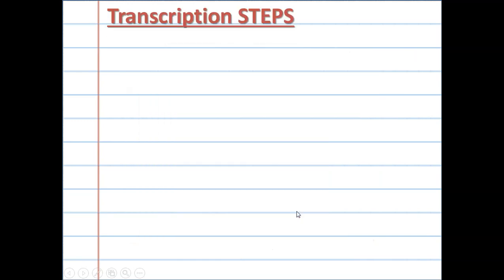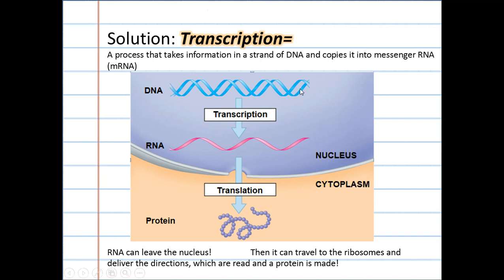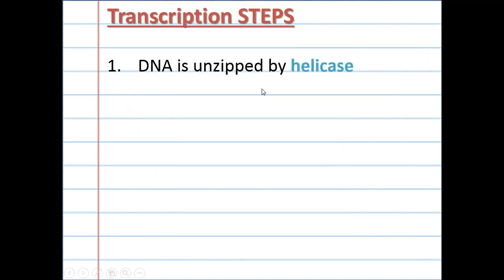We have a couple of steps here, and I'm just going to go through the steps with words first, and then I've got pictures on my next slide for you. Transcription, going from DNA to RNA. Step 1, we have to unzip the DNA. DNA is double-stranded, like you see here. So we need to unzip it up the middle, make it single-stranded. We do that with an enzyme called helicase. It unzips the helix.